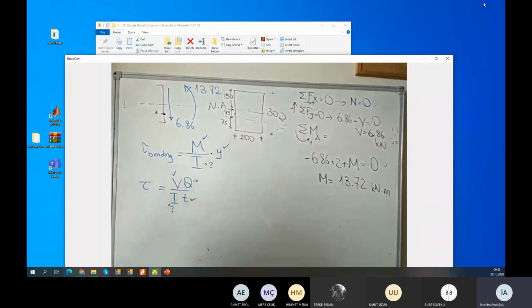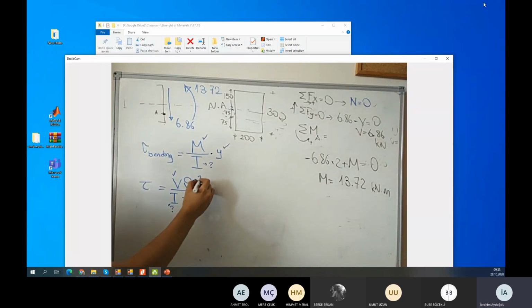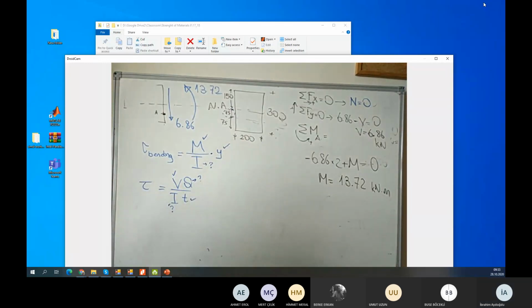So I can compute the T. I need to calculate three terms before calculating stress. The first term is the moment of inertia. The second term is the area moment of inertia. Okay?